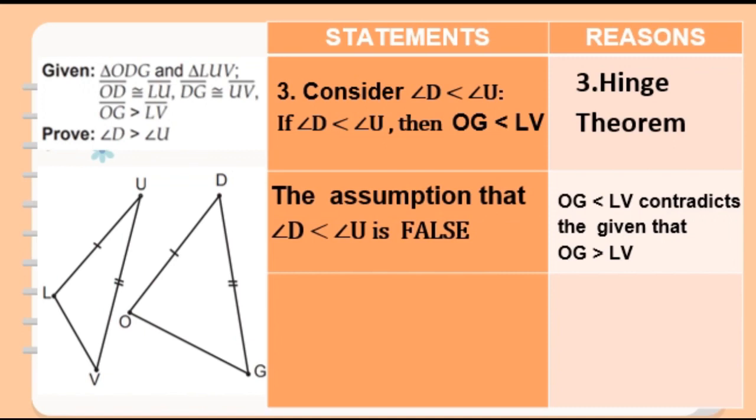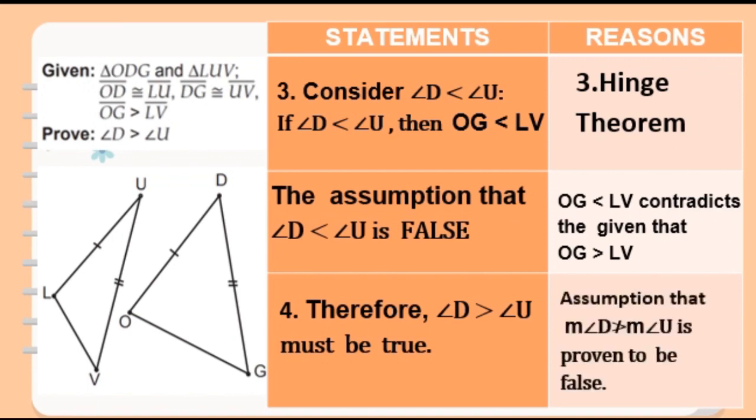And therefore, angle D is greater than angle U must be true. Assumption that measure of angle D is not greater than measure of angle U is proven to be false.